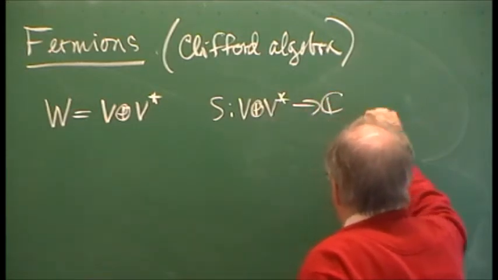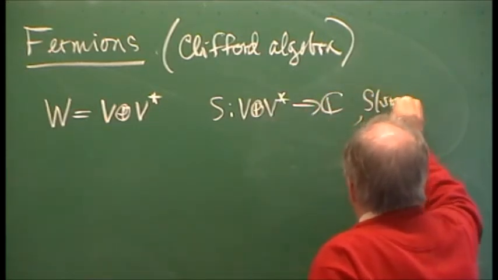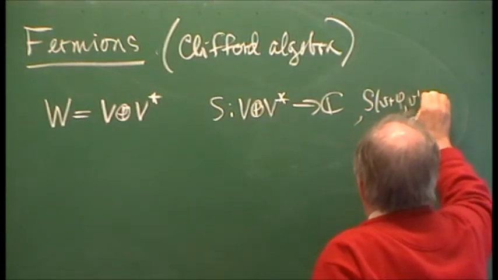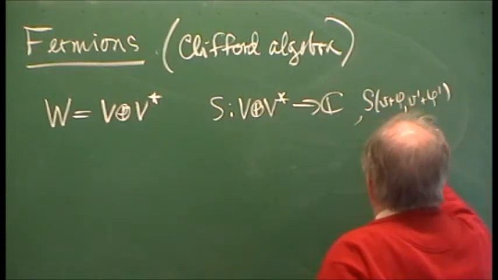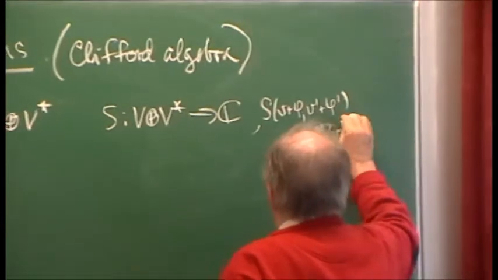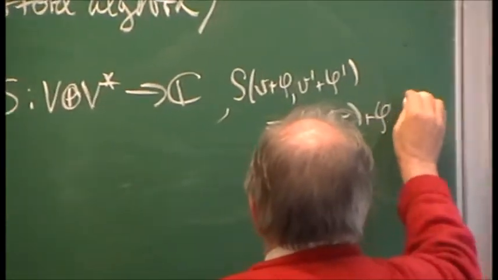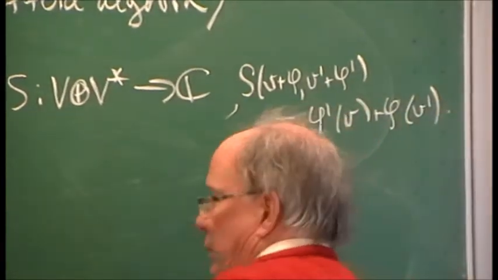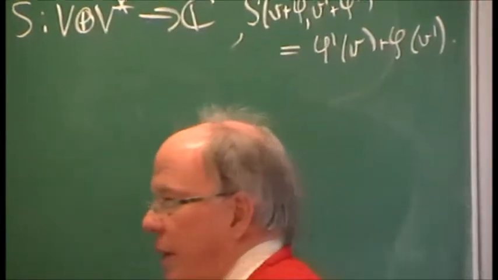And of course its obvious definition. S of V plus V, V prime, V prime. It's the second applied to the first plus the first applied to the second. Symmetric product.